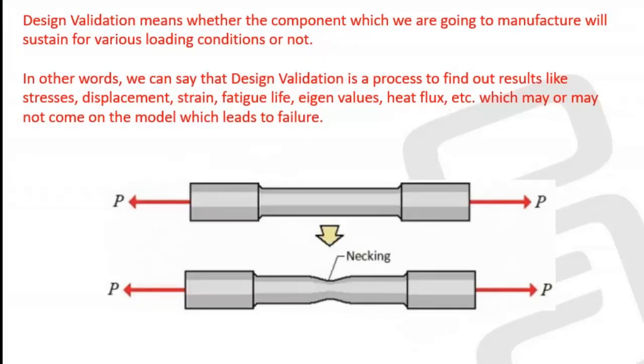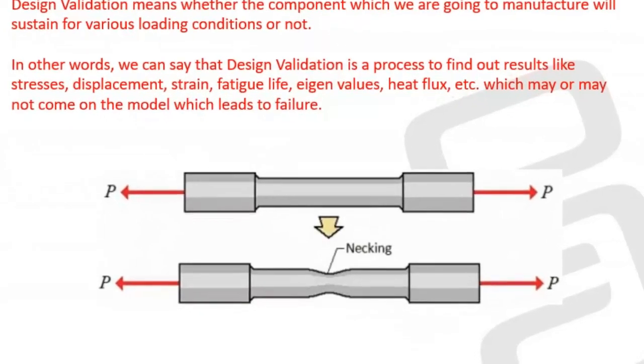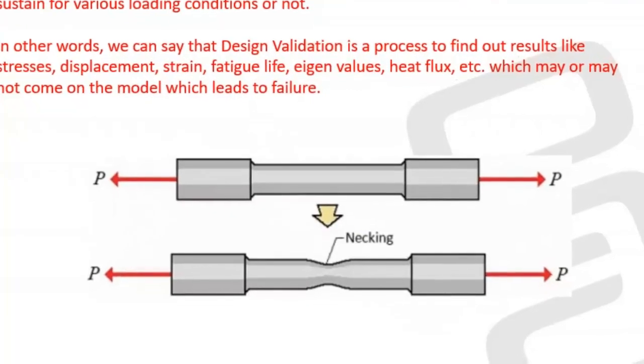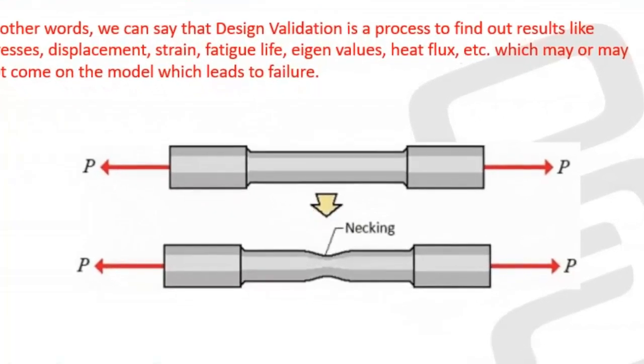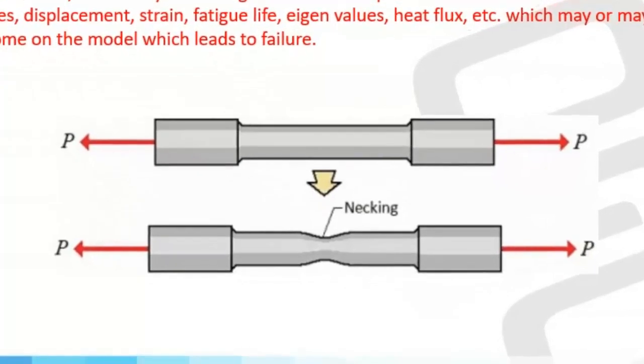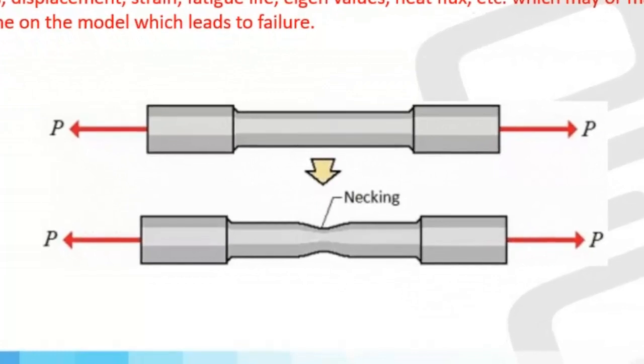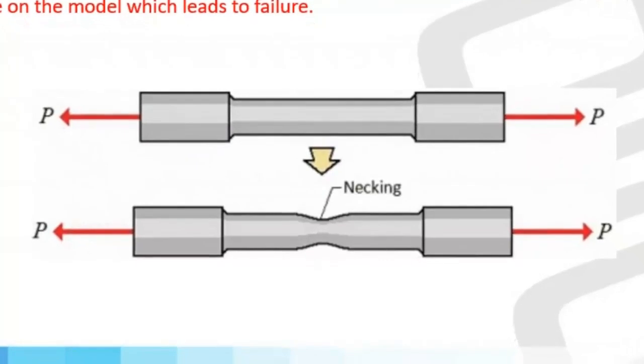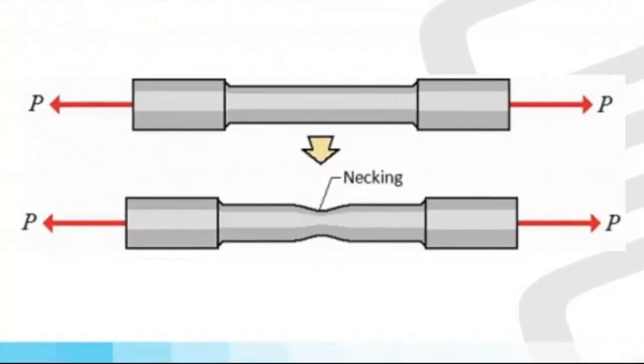So let's assume if I apply load on this component, then to find out the values of stresses and deformation on this component is called as design validation, that because of this load, how much the stresses is going to come and from where exactly the failure will come is called as design validation.